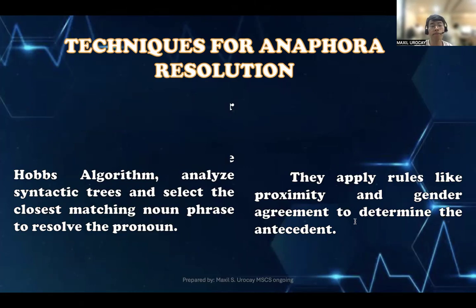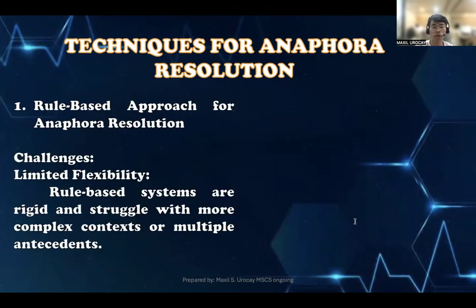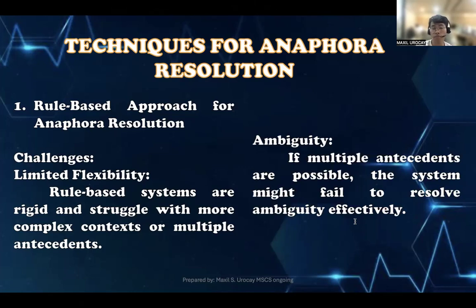So say for example, there will be challenges in terms of rule-based methods. Why? It is really limited in terms of flexibility. Rule-based systems are rigid and struggle with more complex contexts or multiple antecedents. And then there will be ambiguity. If multiple antecedents are possible, the system might fail to resolve ambiguity effectively. So that is really the big problem in terms of the techniques for anaphora resolution.